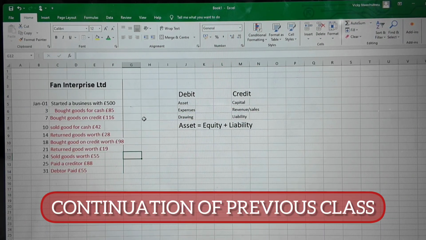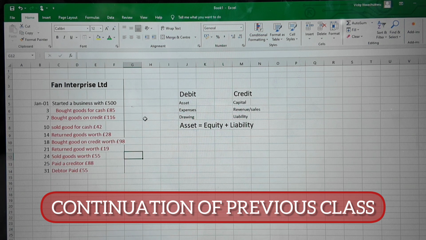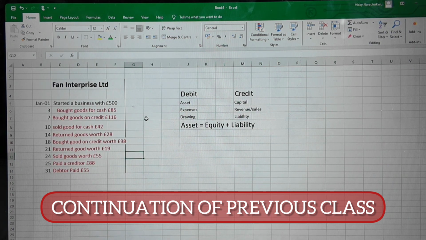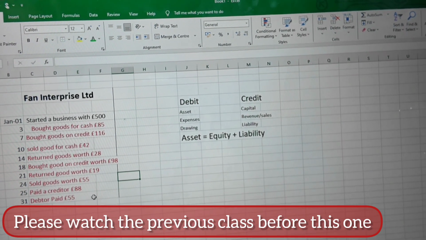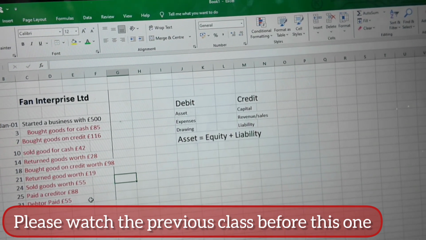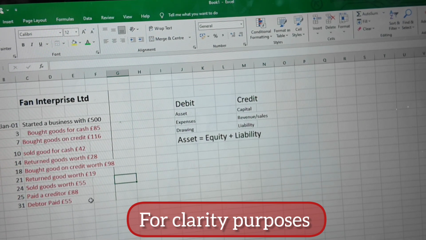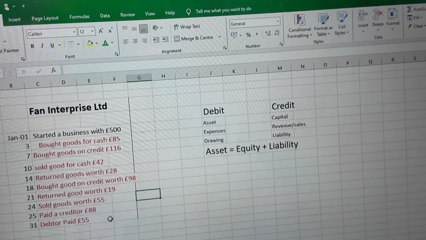Today we're having accounting class, and I would like to take you through how to prepare an account for business transactions from January. Let's say January 2025, and the business owner started the business with a capital sum of £500. I hope you can see it. A capital sum of £500.